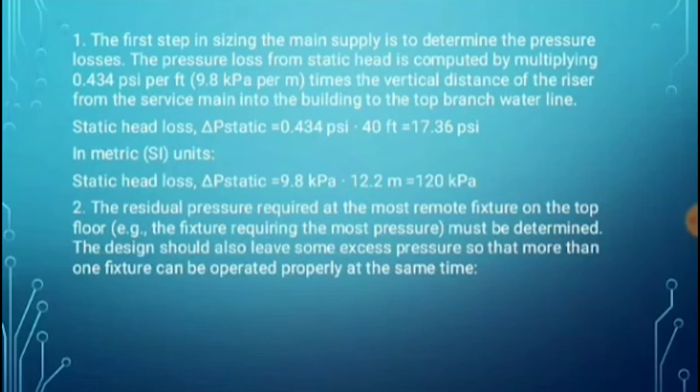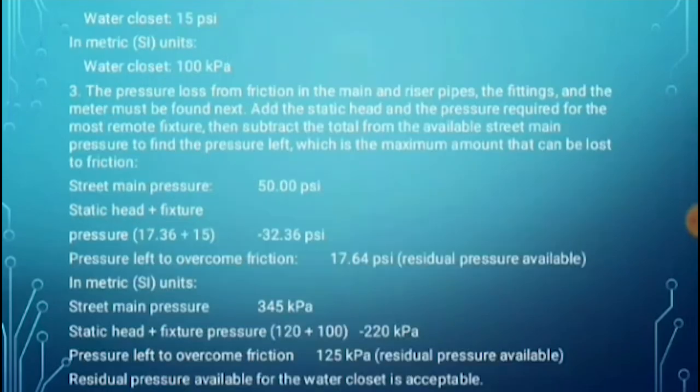The residual pressure required at the most remote fixture on the top floor must be determined. The design should also leave some excess pressure so that more than one fixture can be operated properly at the same time. The pressure loss from the fixture, the main riser pipes, the fittings, and the meter must be found next. Add the static head and the pressure required for the most remote fixture. Then subtract the total from the available street main pressure to find the pressure left, which is the maximum amount that can be lost to friction.